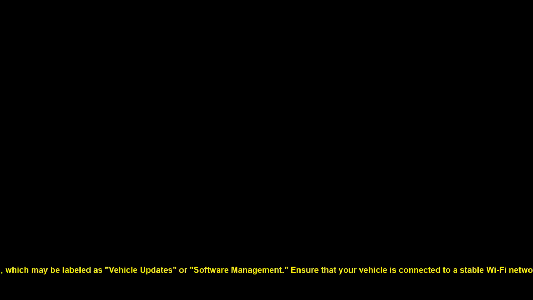Ensure that your vehicle is connected to Wi-Fi. If a software update is available, follow the on-screen prompts to initiate the download. Once the download is complete, the installation process will begin automatically. During the installation, do not turn off the vehicle or interrupt the power supply. After the installation is finished, the system will usually prompt you to restart the vehicle.